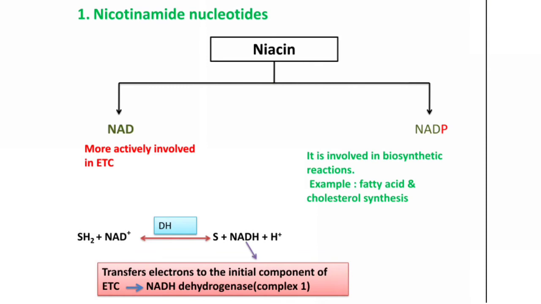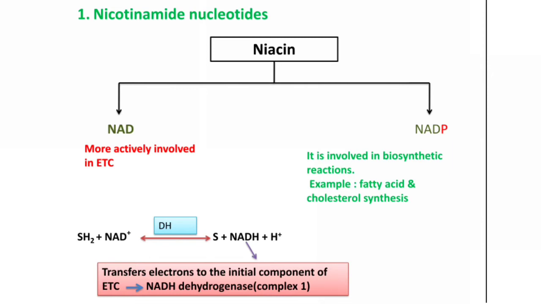Coming to the first component, nicotinamide nucleotides. The water-soluble vitamin, that is niacin or vitamin B3, has two active forms or two coenzyme forms. Those are NAD and NADP. So NAD is nicotinamide adenine dinucleotide. This NAD is more actively involved in the electron transport chain. NAD plus is the oxidized form, whereas NADH is the reduced form.